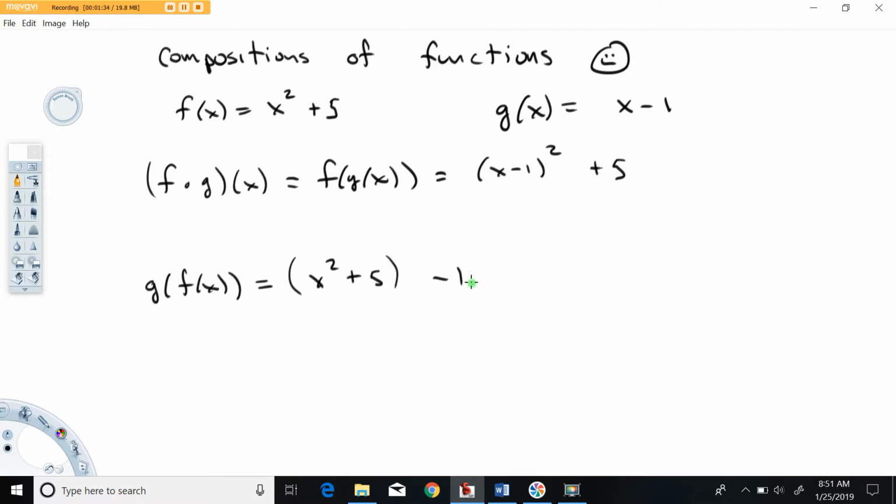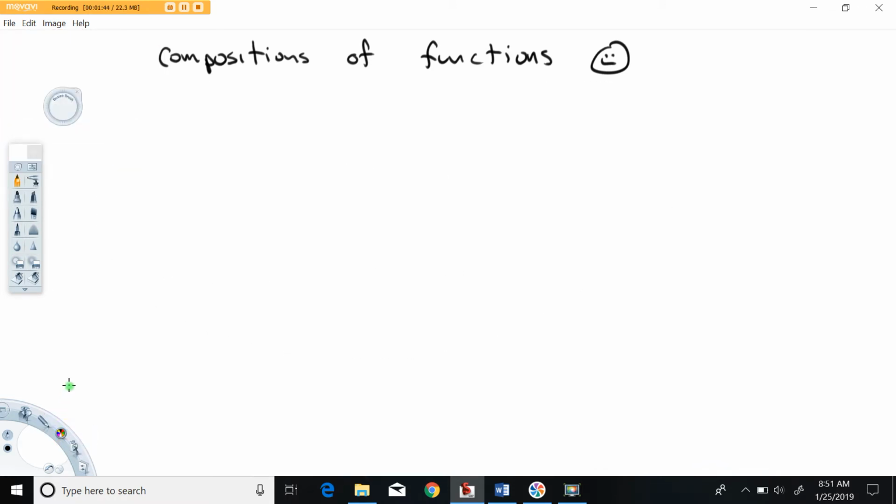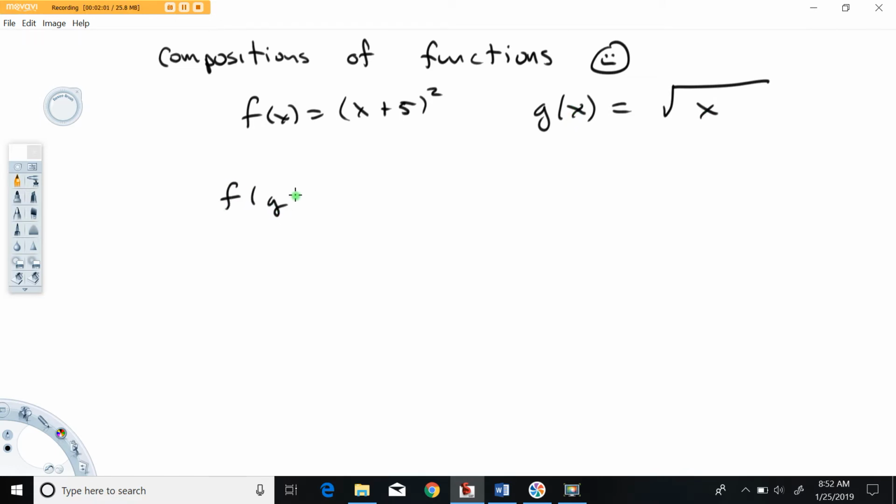Since this video is only a minute 33, I'll go ahead and make a couple more examples up here. All right, so let's take the function f of x equals x plus 5, the quantity squared, and g of x equals square root of x. Let's go ahead and calculate f of g of x. That means to take g and put it into f. So that's going to mean taking this and putting it there. So that's going to read square root of x plus 5 squared.